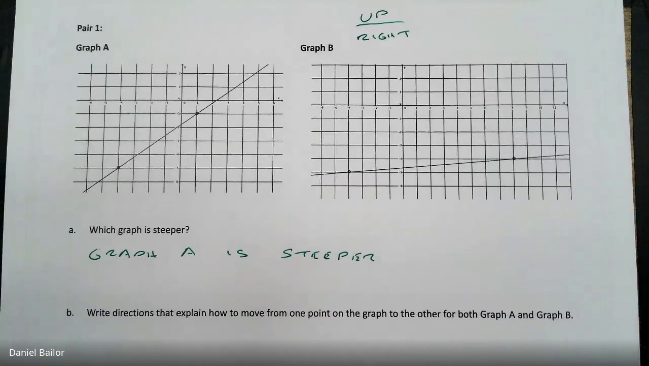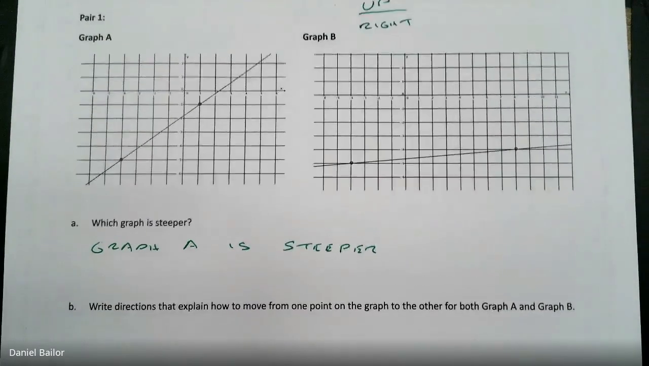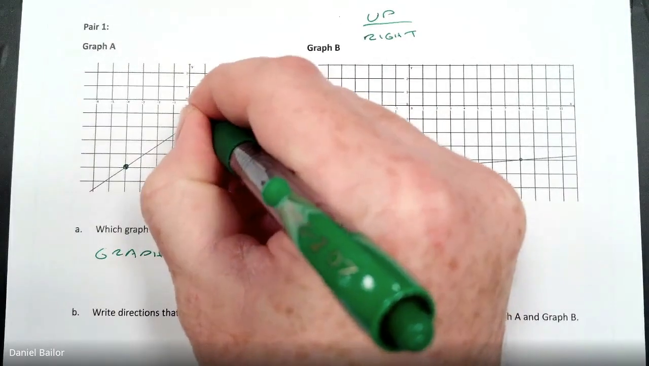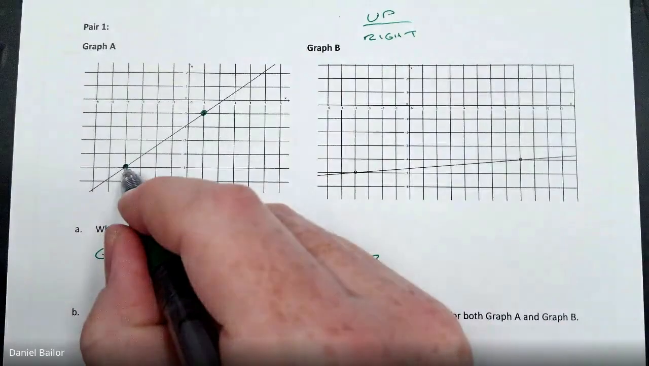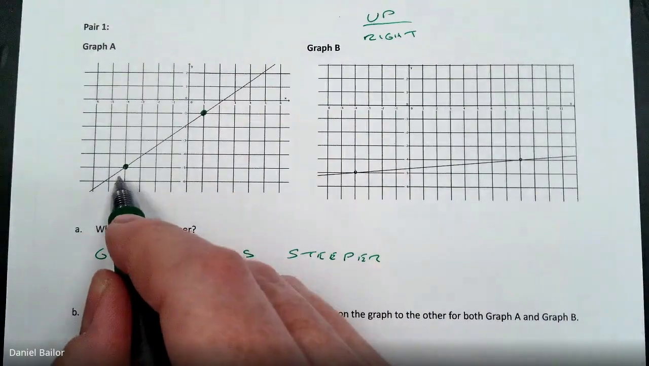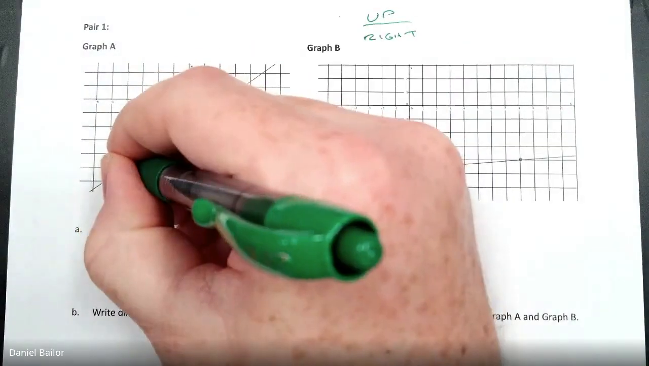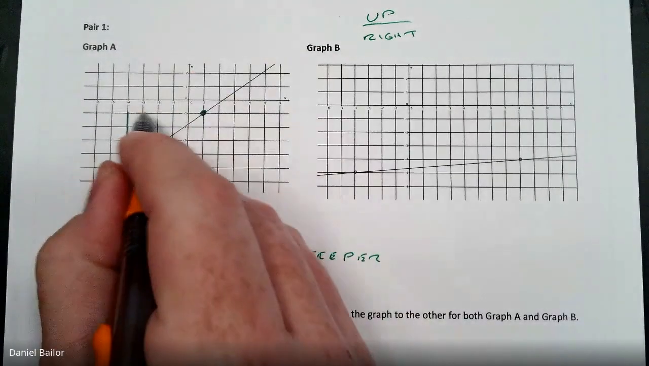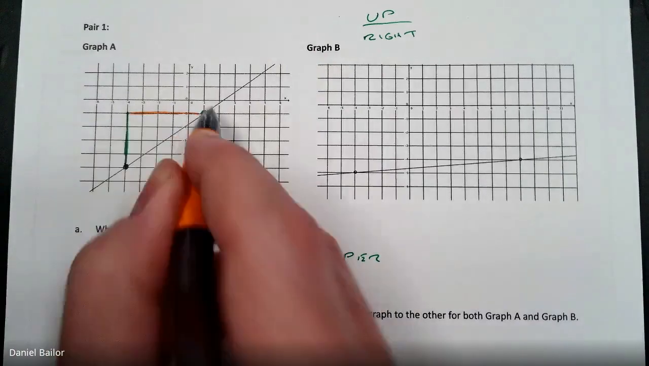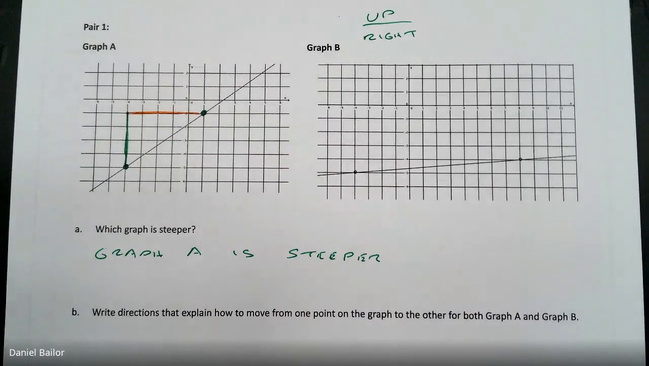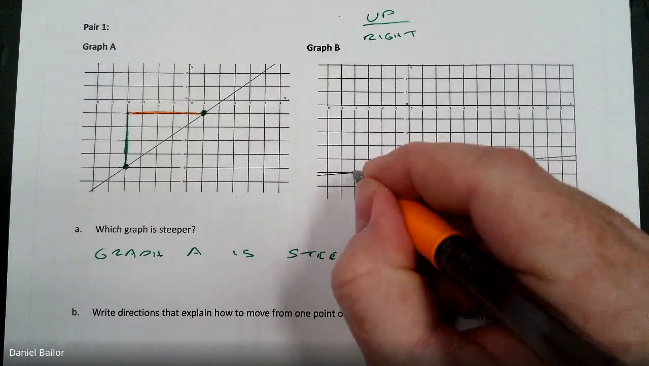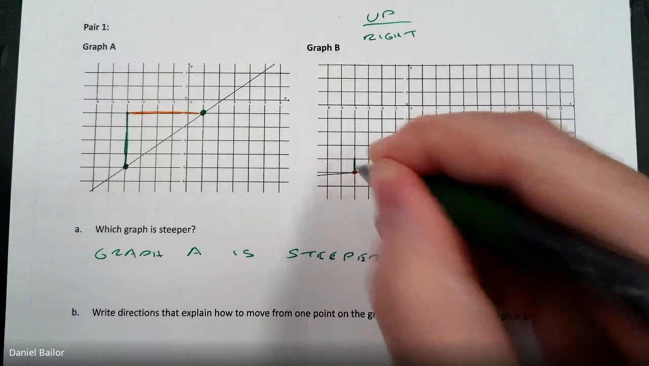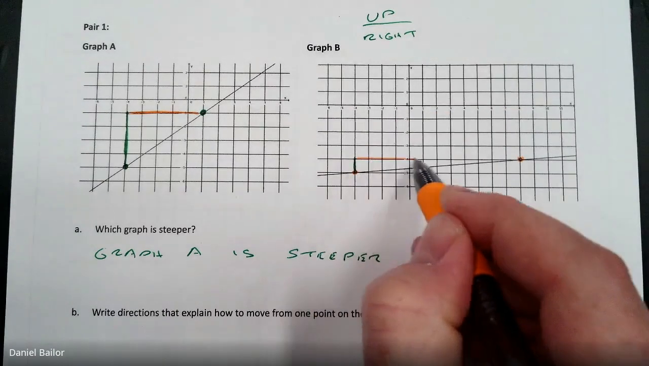So starting with A, right here, they gave us the 2 points for graph A. Let's go from the left one to the right one. We always start on the left side, just like reading. So we go up and we go right. And for graph B, they gave us the 2 points right here, and we go up and we go right.